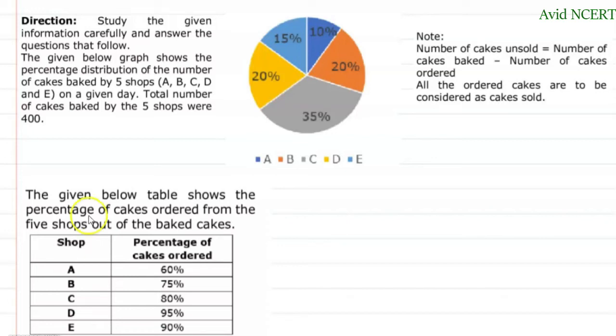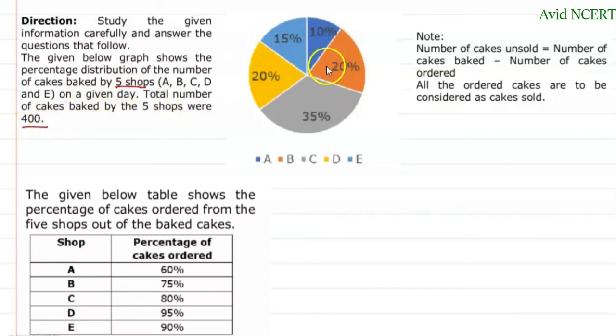This is Geeta. Study the given information carefully and answer the questions that follow. The graph given below shows a percentage distribution of the number of cakes baked by 5 shops on a given day. The total number of cakes baked by the 5 shops was 400.